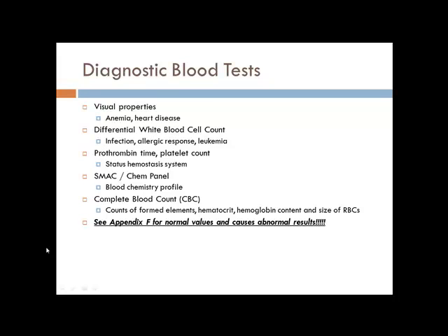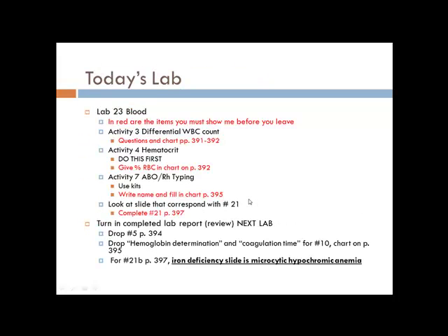Then we get a chem profile, which basically does an overall blood chemistry. It checks out many of the chemical levels in your blood. And then you get a CBC, complete blood count. It will count the formed elements, the hematocrit, and it will check the hemoglobin for its size and content. That's it.